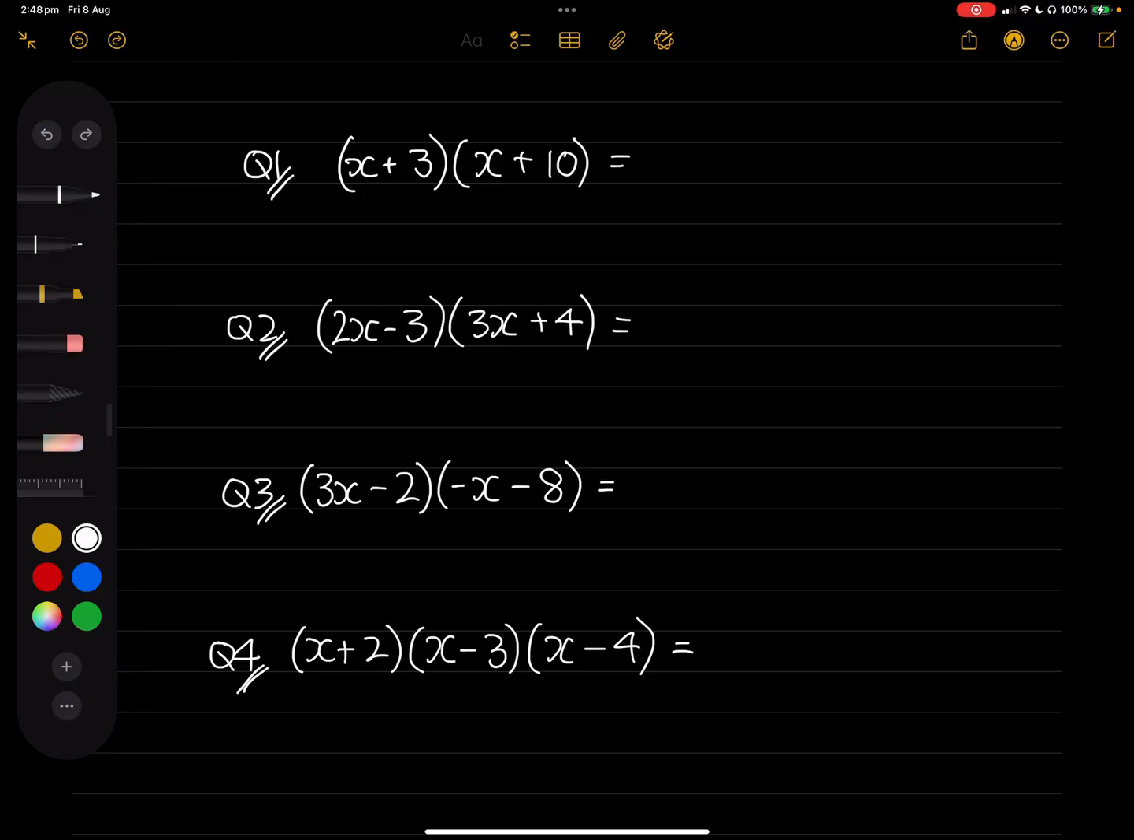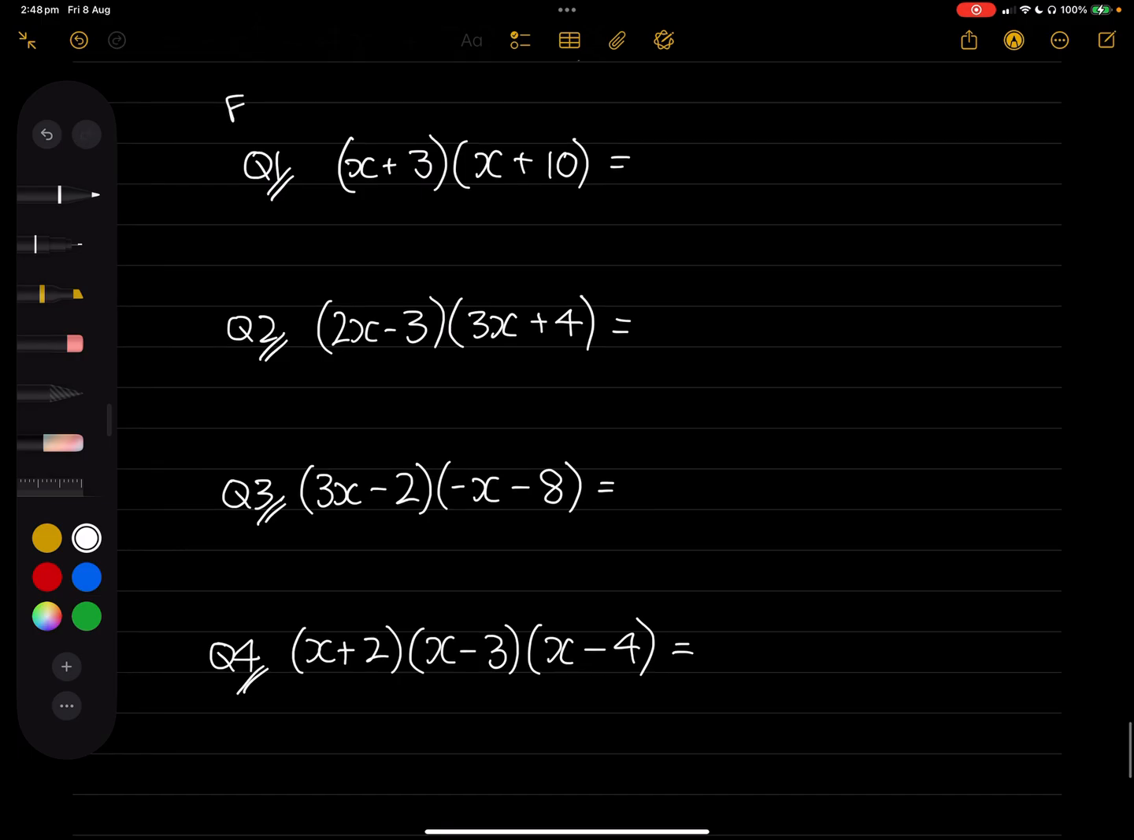Okay, so now that you've attempted these, let's go through the solutions. So for the first one, we want to use FOIL, F-O-I-L. So first, x times x is x squared.